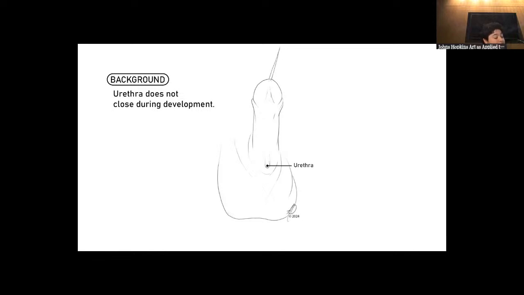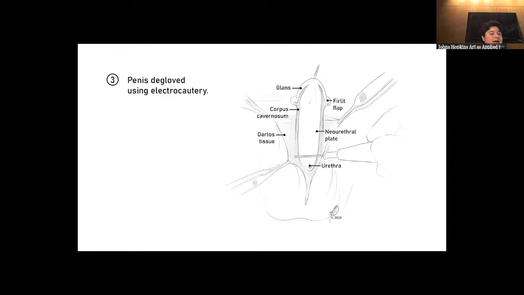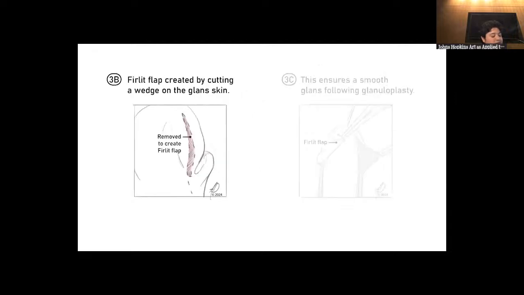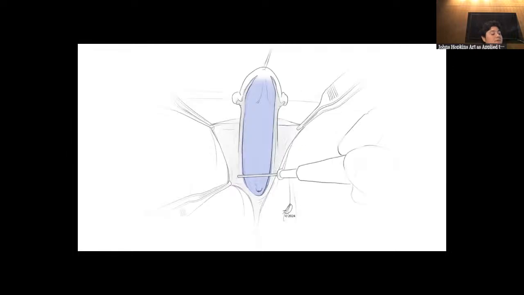The goal of this stage of the surgery is to move the urethral opening back to the tip of the penis. So to start, the skin is marked along the borders of the neourethra and the surrounding penile skin, and then degloved using electrocautery. On the dorsal side, the skin is separated along the inner prepuce. A wedge of foreskin is removed from the ventral side to create a Byars flap, which ensures a smooth glans following the glanuloplasty later. The remaining skin, indicated here in blue, will be used to form the new urethra.